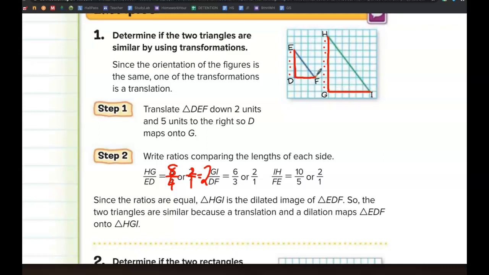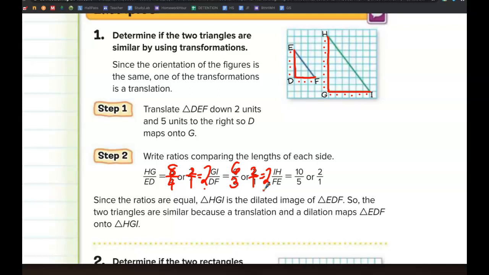GI is 1, 2, 3, 4, 5, 6, and DF is 3. When I simplify 6/3, I get 2 over 1, which simplifies to 2. Are these matching? Does 2 equal 2? Yeah, so they're equivalent, which means that they are similar figures.